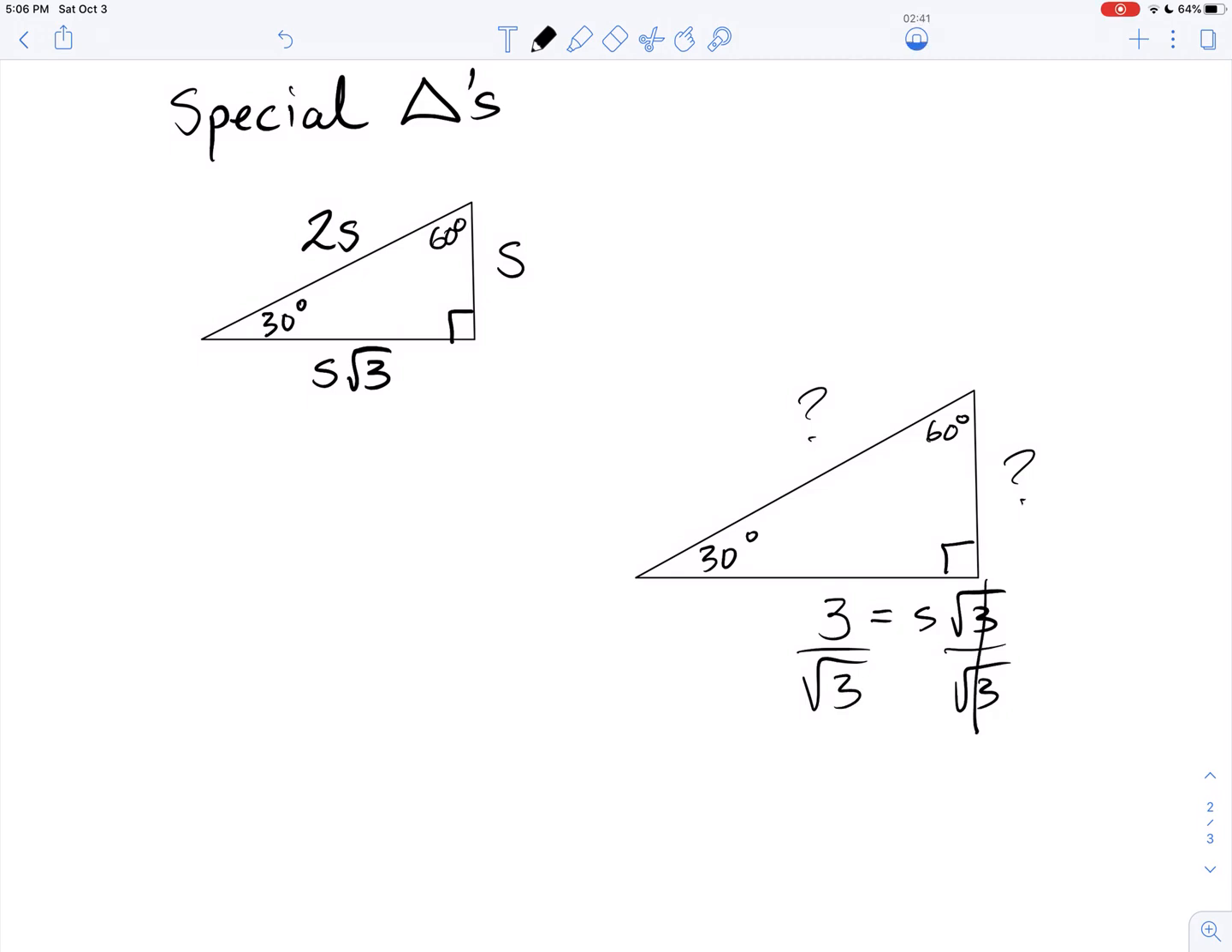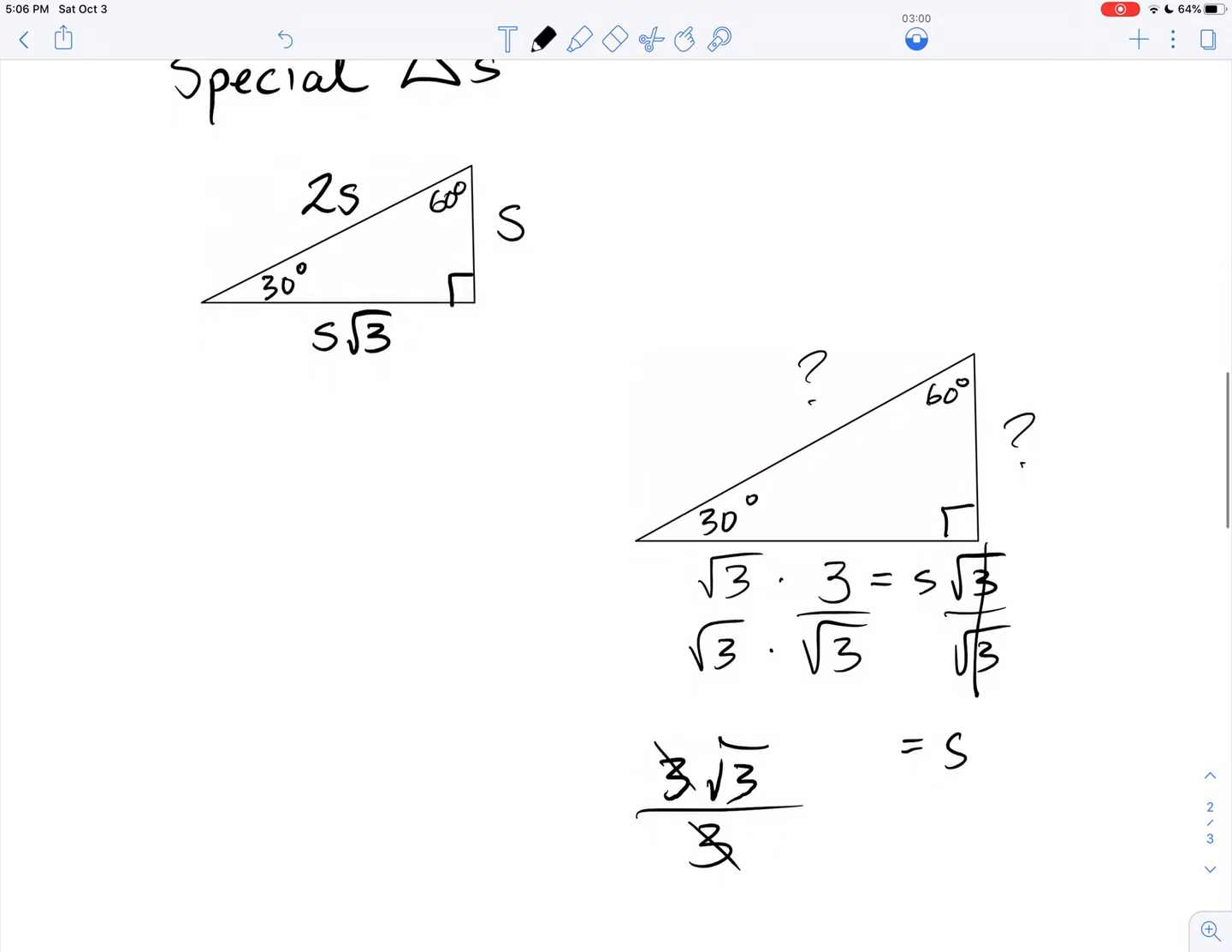And then this would cancel, and I'd get S is equal to, and I go, oh, wait, I'm not supposed to leave rads in the bottom, so I multiply the top and bottom by rad 3. And then what do I get? I get 3 rad 3 over 3. And so I can reduce, because they're outside numbers, just like in the last lesson. So what's the missing piece over here? Well, that's the part opposite the 30, so that answer would be rad 3.